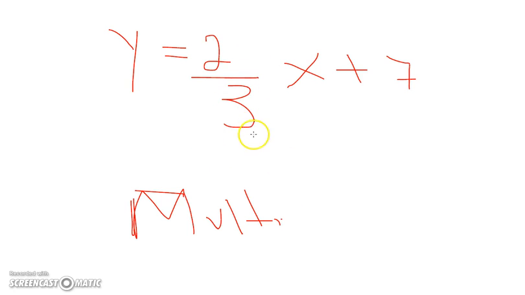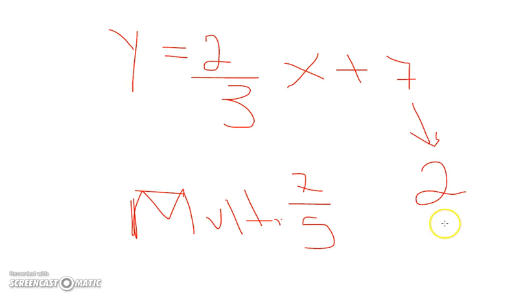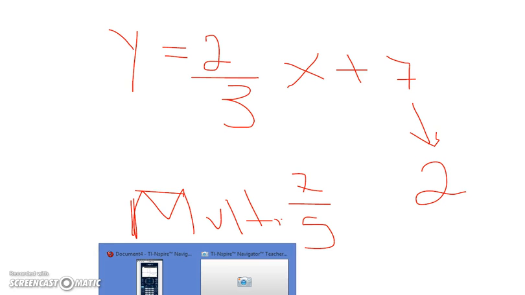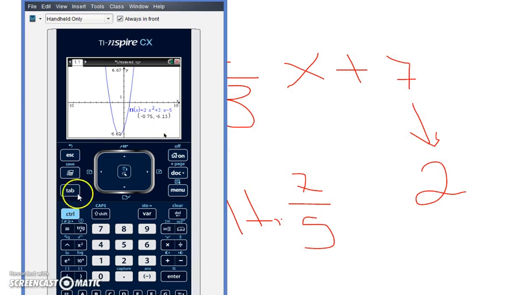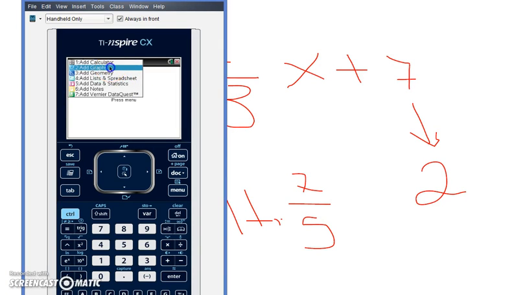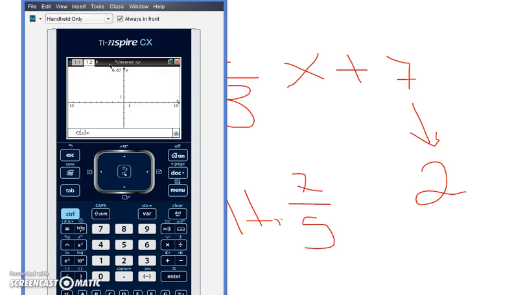So just remember, this is your slope. So what are you going to do? You are going to graph this. So I want you to multiply the slope by 7 over 5. And I want you to decrease the y-intercept by 2. So how would you do that? Let's try it, okay? So you go to your calculator, and I'm gonna put what?